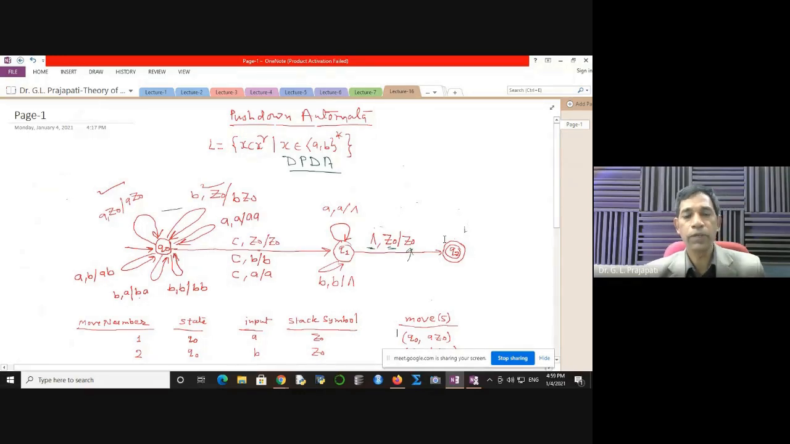And you can say that this machine deterministically finds what should be the move on behalf of the state, input, and stack symbol. So this is one of the DPDAs we have seen. This is the deterministic PDA. Even in the presence of the null transition, this PDA is deterministic.